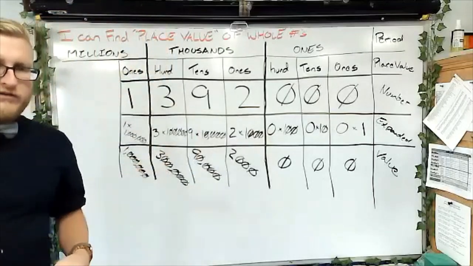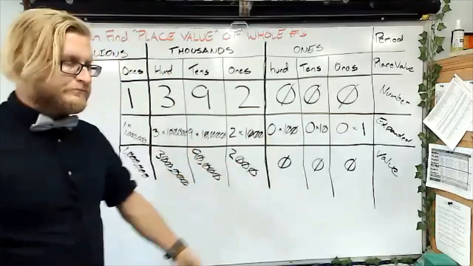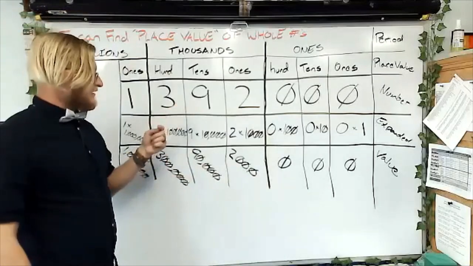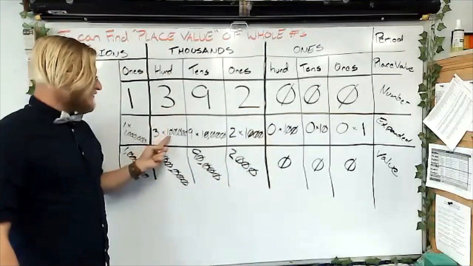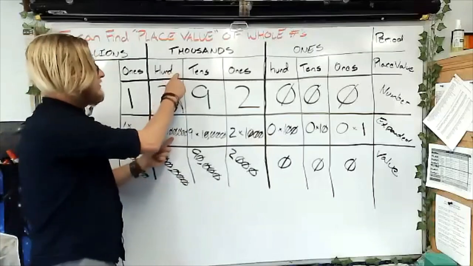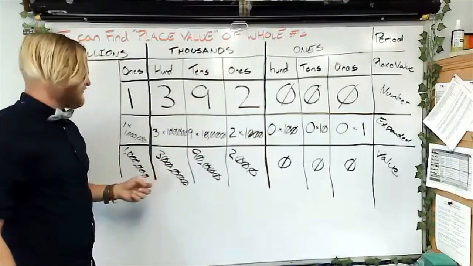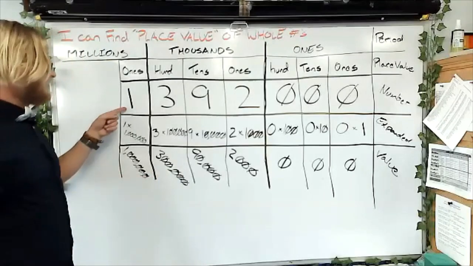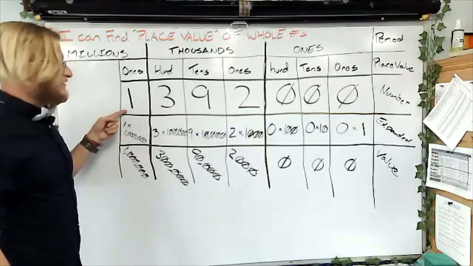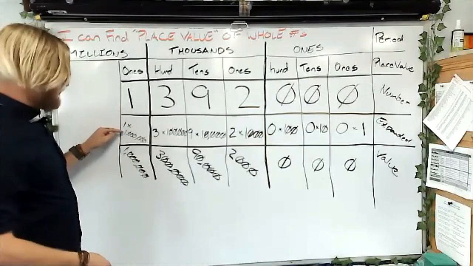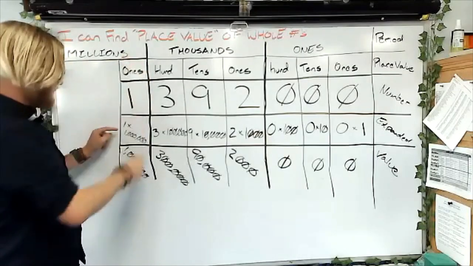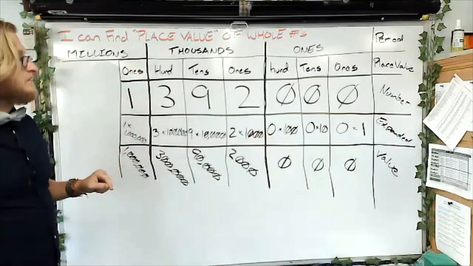Next one. Hopefully you guys are starting to see this pattern. We take a 3 as our number. We multiply that 3 by its place value, which is 100,000, to give us a value of 300,000. Moving on to our millions, we have a 1 in the millions place value. So we take that number, multiply it by its place value to get 1 million.